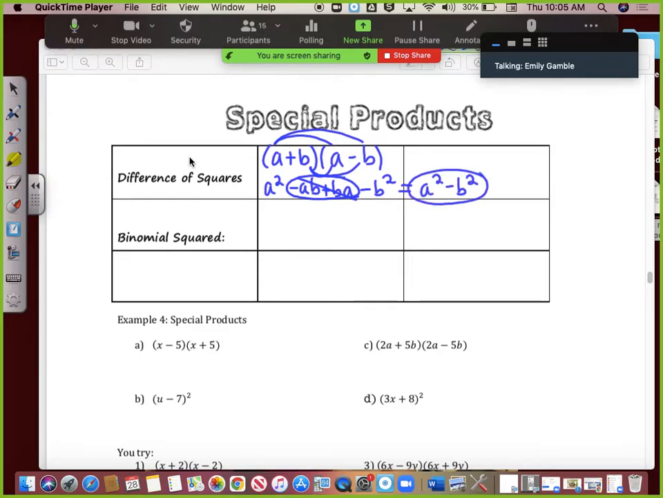When you have the difference of squares, the final answer will be the first number squared minus the second number squared, because the middle two terms will always cancel out. That's why they're considered special products, because this special thing will happen.